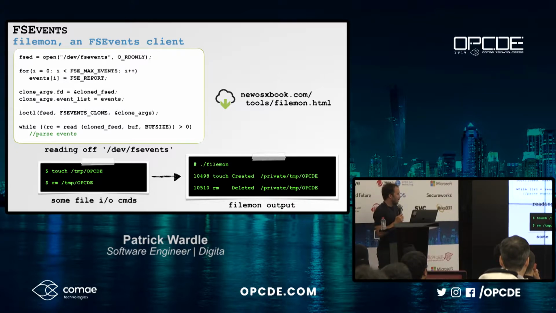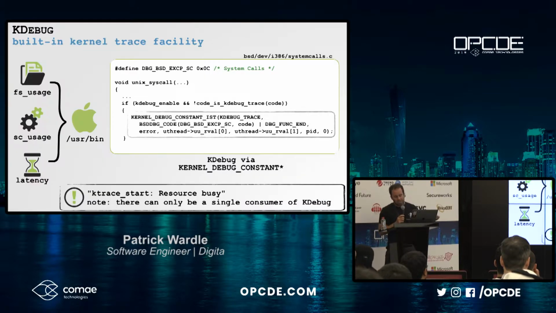So at the bottom, for example, if I touch a file and then remove that file, running this filemon utility, we can see it detects the touch event and also the remove event. So again, pretty easy to write a fairly fully featured filemon utility using the FS events auditing mechanism.